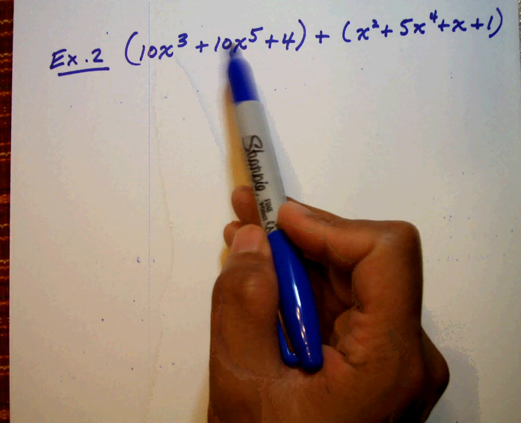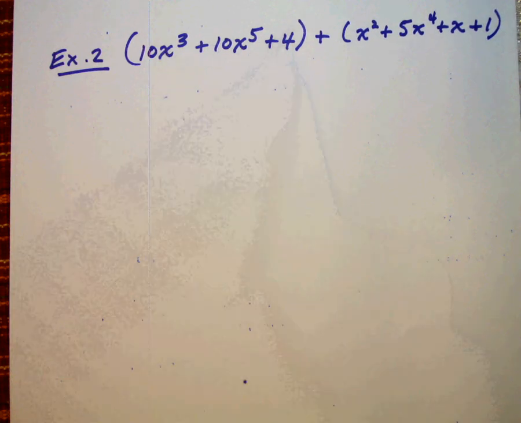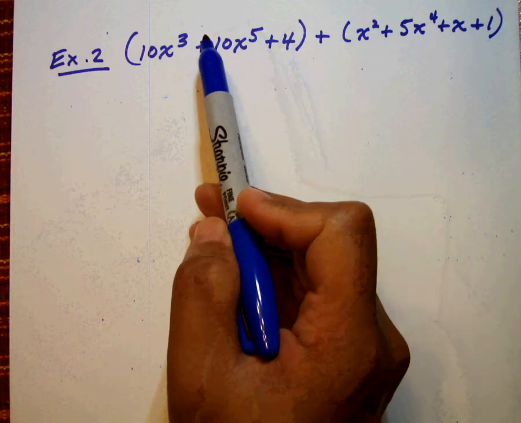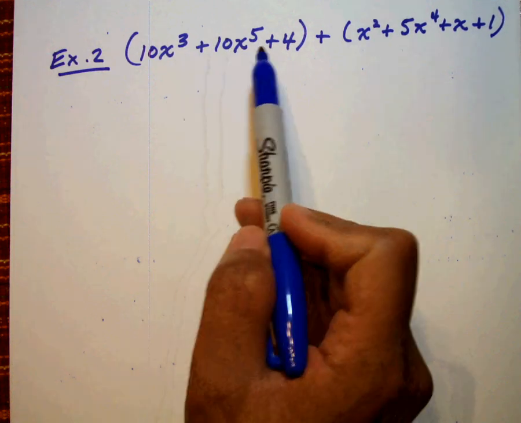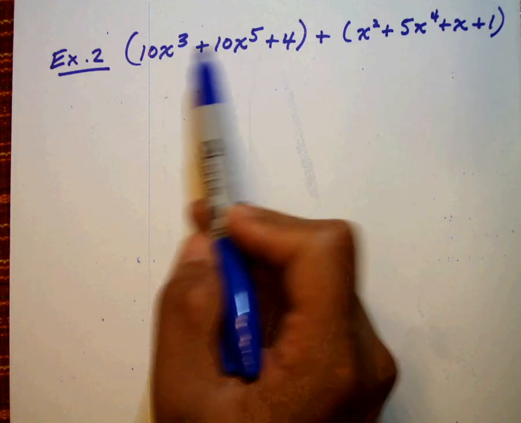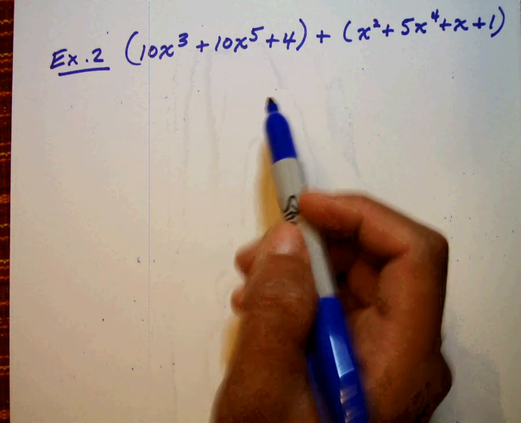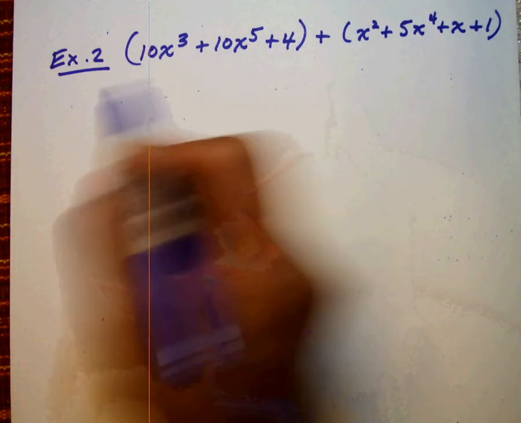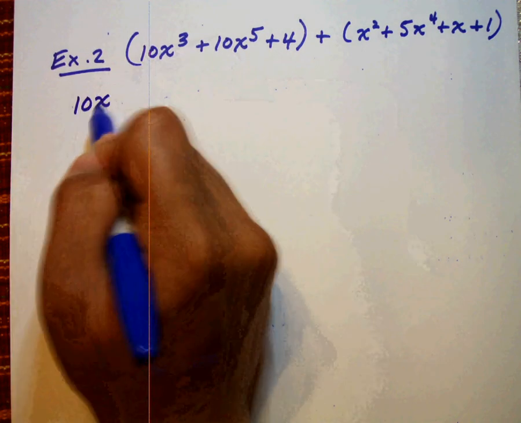So if you look at the first one, my highest degree of this polynomial is 5. But I have 3 terms here. I have a 5, but I don't have the exponent of 4 anywhere. I don't have an exponent of 2, and I don't have an x. So how would you do the ones that are not there? You just leave gaps in between.